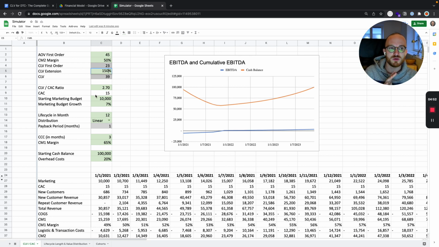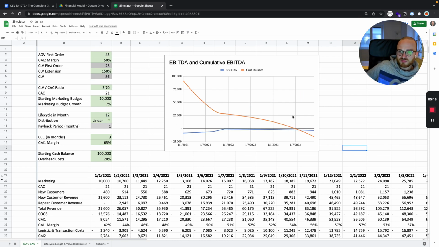I will just change the liquidity because now a larger portion of the CLV is generated at a later point in time. So if I now say go to 150, let's see where we get. Okay, so now, like I said, my business is just as profitable as it was before. My CLV to CAC ratio is exactly the same, but now, instead of having a small dip initially in my cash balance and then increasing my cash balance over time, I'm actually continuing to stay negative here and eventually running out of cash.